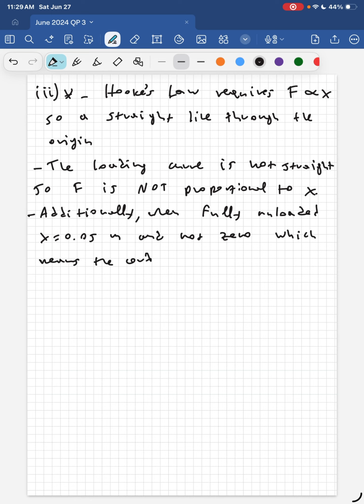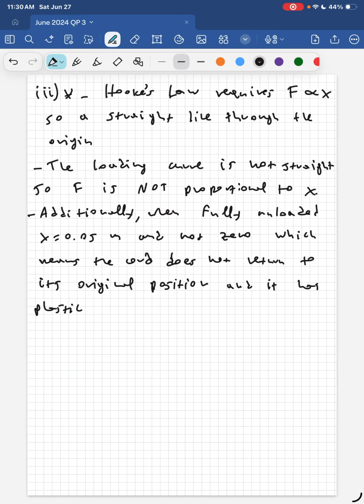the cord does not return to its original position. And it has plastic deformation. So Hooke's law cannot be applied. Okay, let's move on.